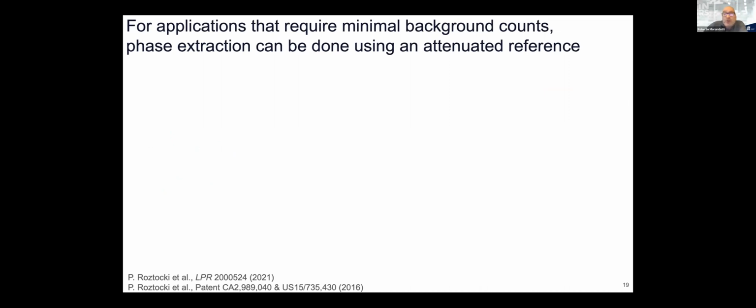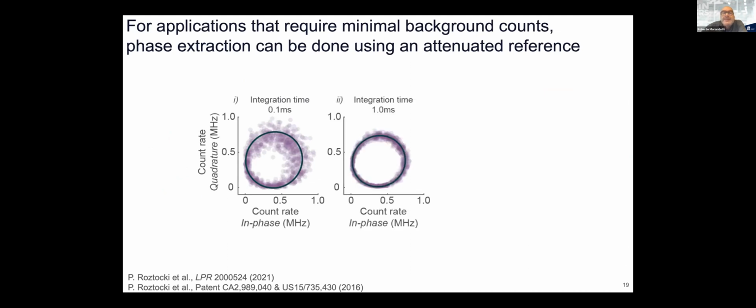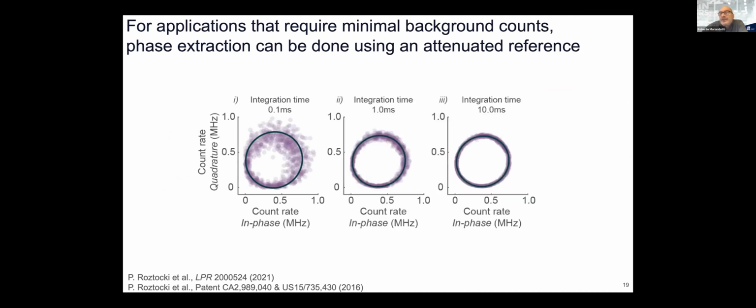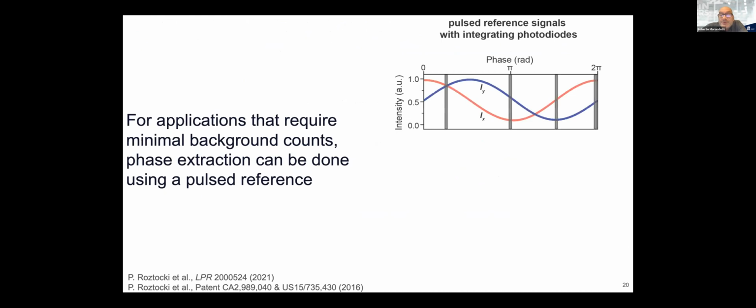So it works also with an attenuated reference to reduce the background. We can still get very nice results by increasing the integration time. Here, there are 3 experiments. You see, the longer the integration time, the better it is. We can even use a pulsed reference if you want to have fewer minimal background counts.